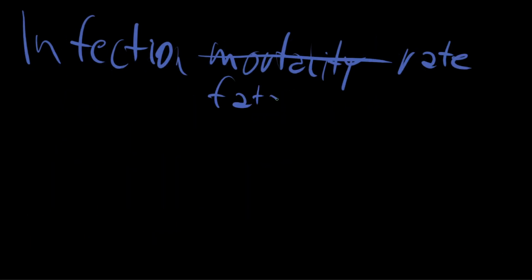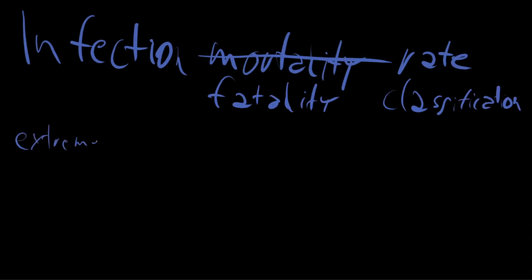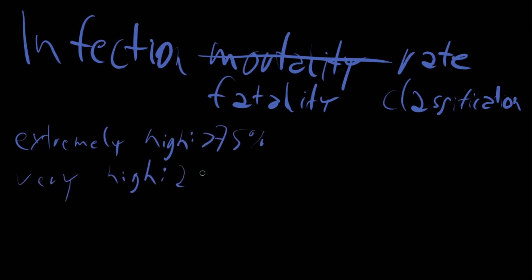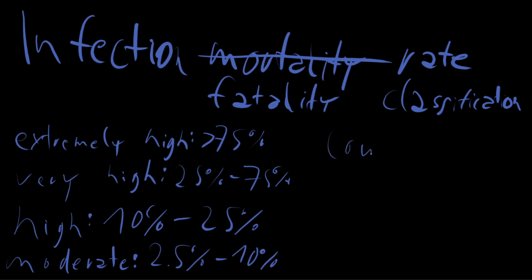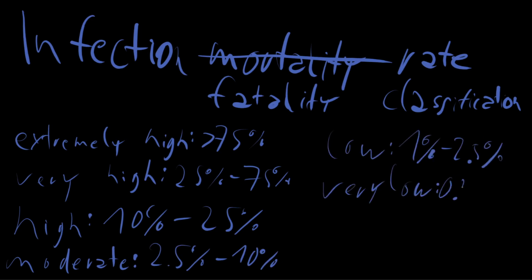Infection mortality rate classification: extremely high, higher than 75%; very high, 25% to 75%; high, 10% to 25%; moderate, 2.5% to 10%; low, 1% to 2.5%; very low, 0.25% to 1%; and extremely low, lower than 0.25%.